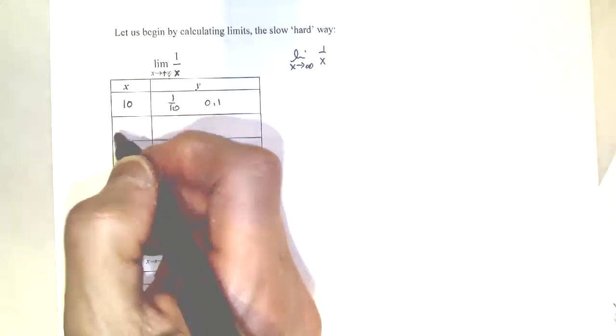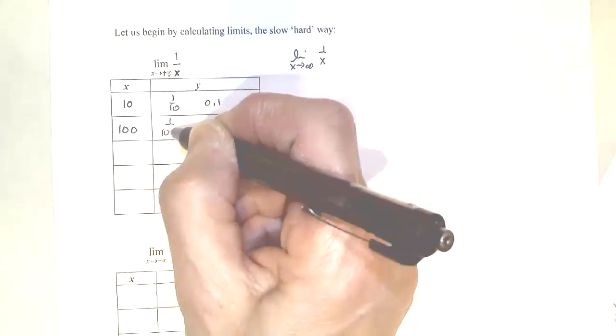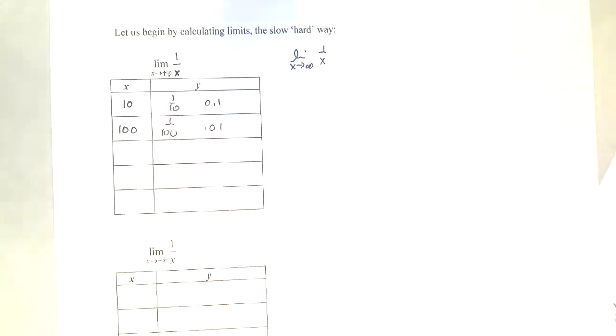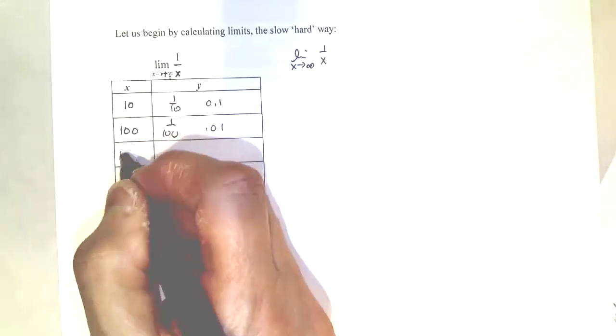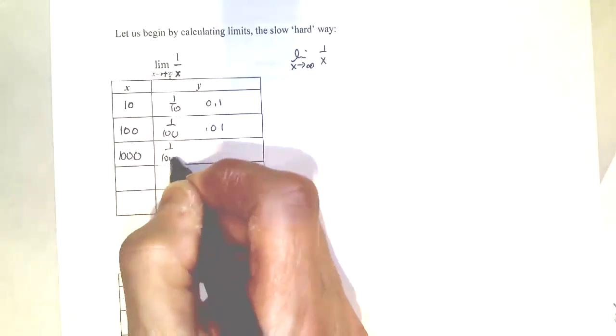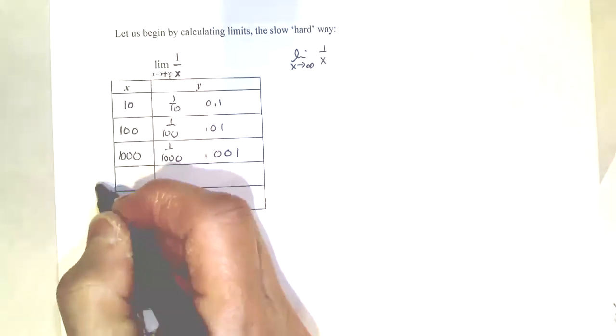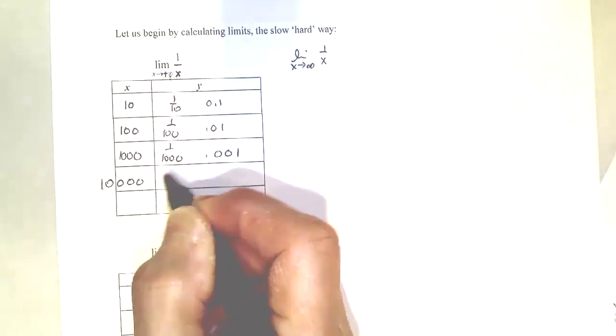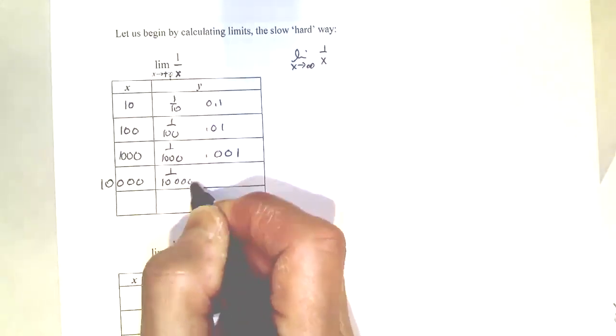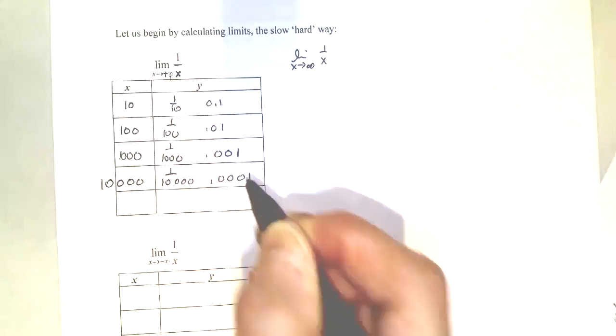Let's just work out a bigger value for x. Say x is 100, and I'm just going to keep getting x to be bigger and bigger, and we're going to see what happens to the y values. If x is 1,000, you get 1 over 1,000, which is 0.001. So you can see what's happening is the y's are getting smaller. As x gets bigger and bigger, the y is getting smaller and smaller.